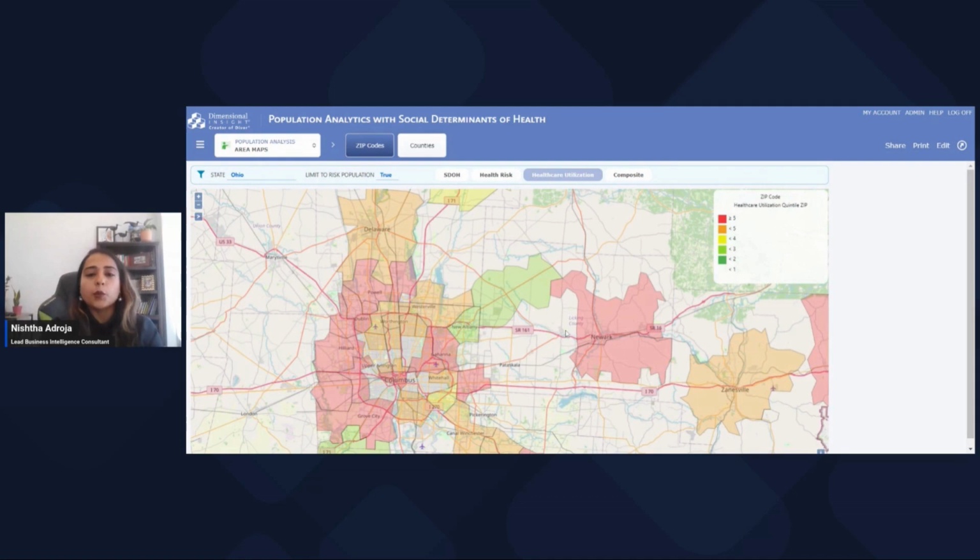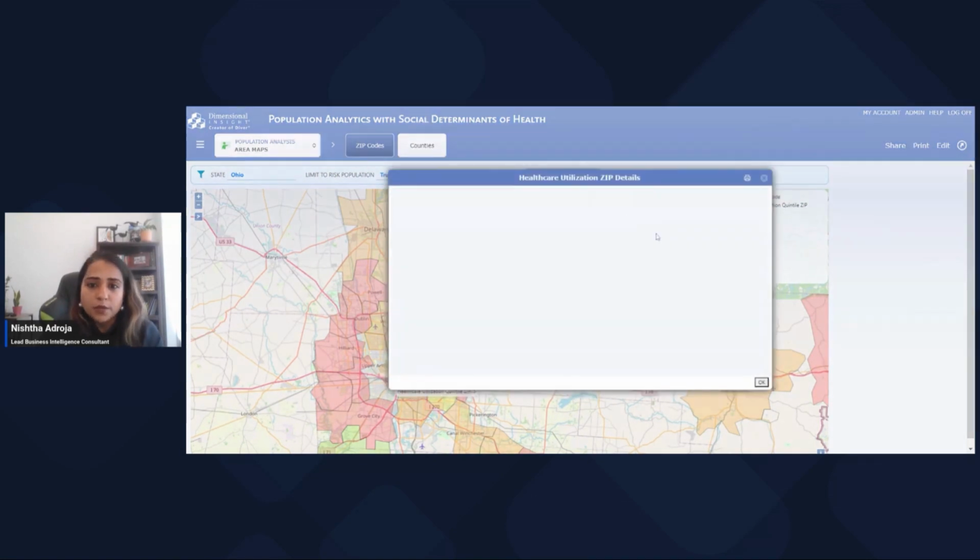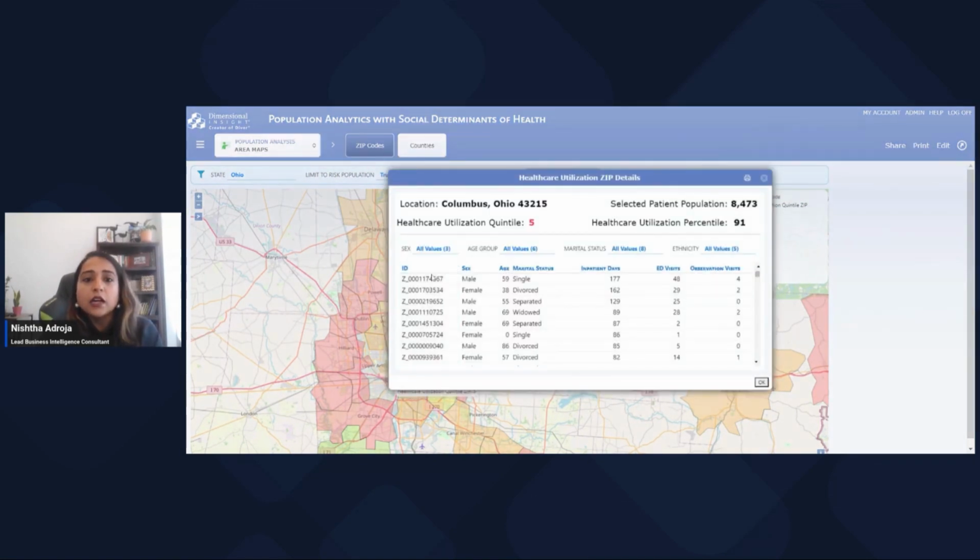The third one that we have is the healthcare utilization. The higher the value of quintile means the more resource utilization has been done in a specific area. Looking at the same zip code, you will see that these are the patient IDs, their inpatient days, their ED visits, and observation visits, which are used to derive a score. This pop-up page also displays the information about the quintile and the patient population.